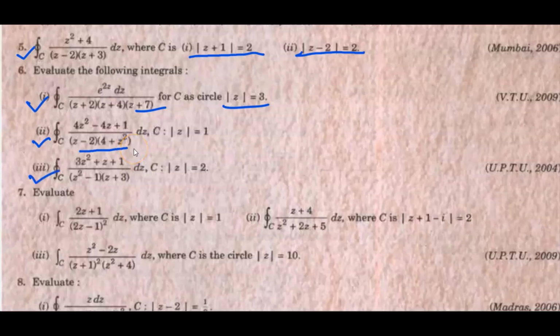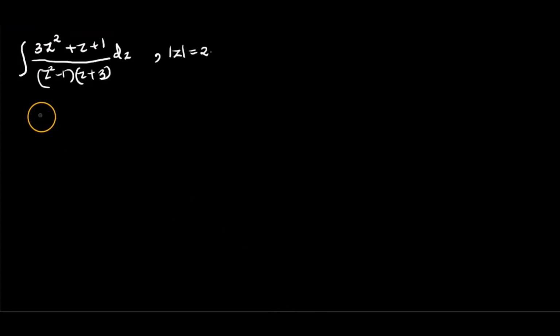Question: (3z square plus z plus 1) divided by (z square minus 1) into (z plus 3) with mod z equal to 2. This is our question. Z square minus 1 is 0 when z square is 1, that is z is equal to plus or minus 1, and z is equal to minus 3. So this is (z plus 1) into (z minus 1) and (z plus 3). So the singularities are plus 1, minus 1, minus 3. All are simple poles.